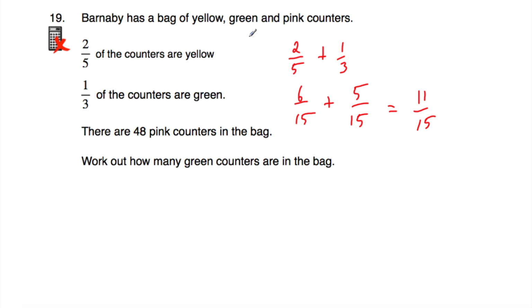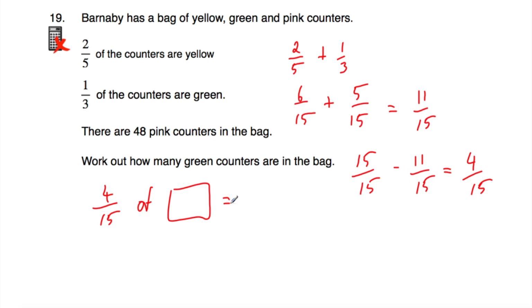That means the rest of them must be pink because it only contains yellow, green and pink counters. So the bag would contain 15 fifteenths to begin with, it would be full. We're going to take away 11 fifteenths, and that's equal to 4 fifteenths. So 4 fifteenths of the counters in the bag are pink. So that means that 4 fifteenths of the total is equal to 48.